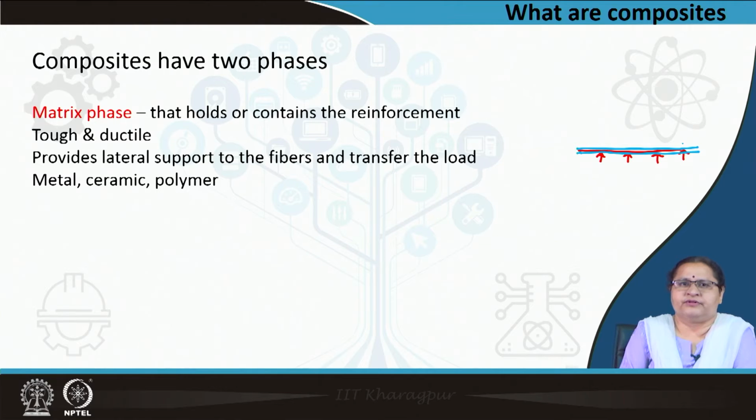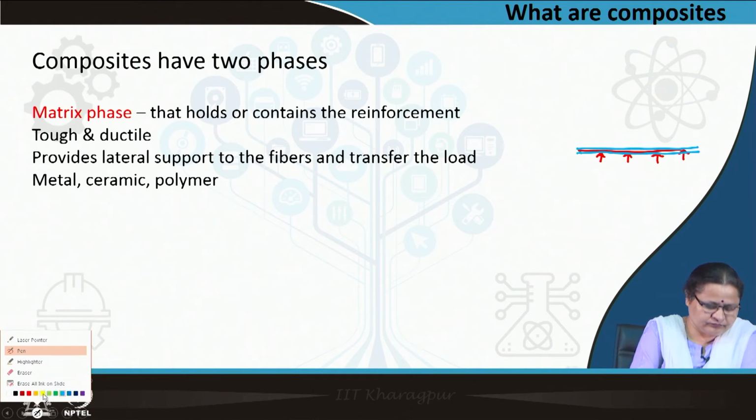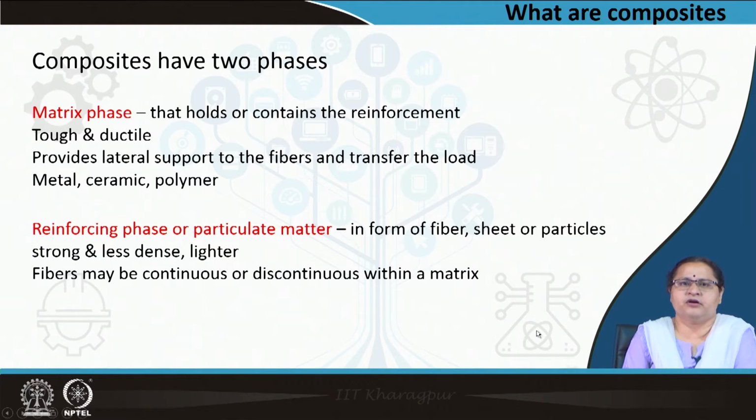These lateral supports to the fibers may be in the form of metals, ceramics, or polymers, in any form. Next we have the reinforcing phase, that is, the fibers or the particulate matter. In the case of MDF boards, it was wood fibers and wood particles, which are held in the matrix. The reinforcing phase may be fibrous or particulate, and they are strong, dense, light, but bound by the matrix to give them continuity and make them behave as one unit.